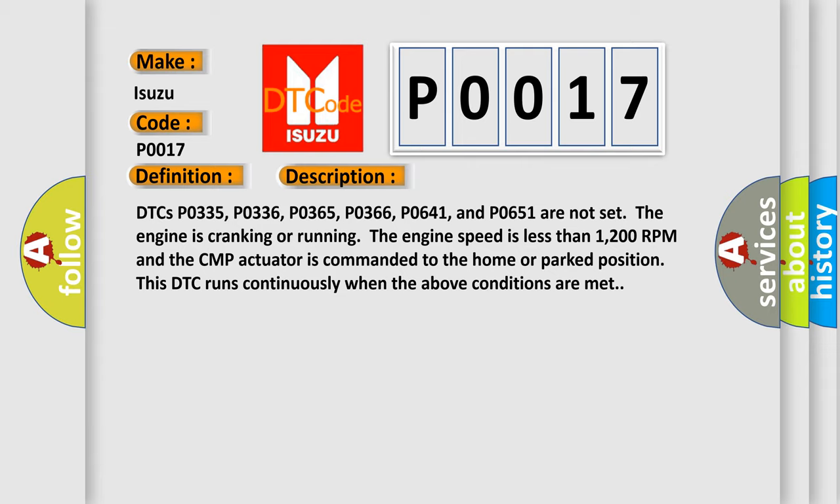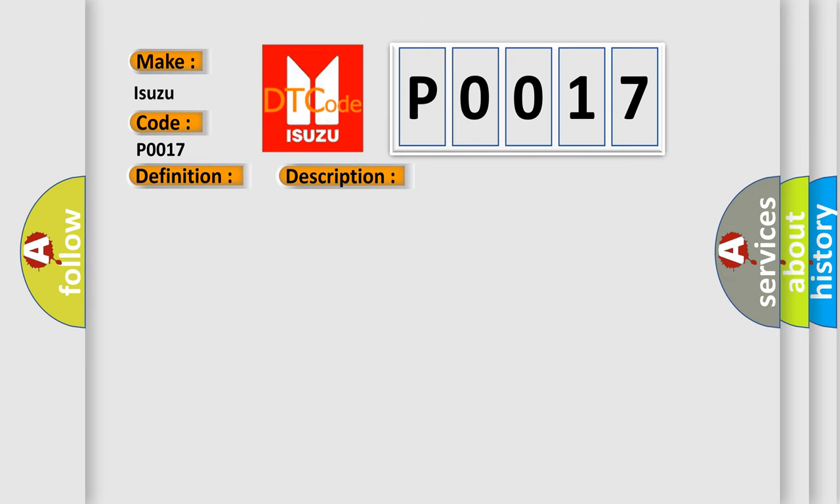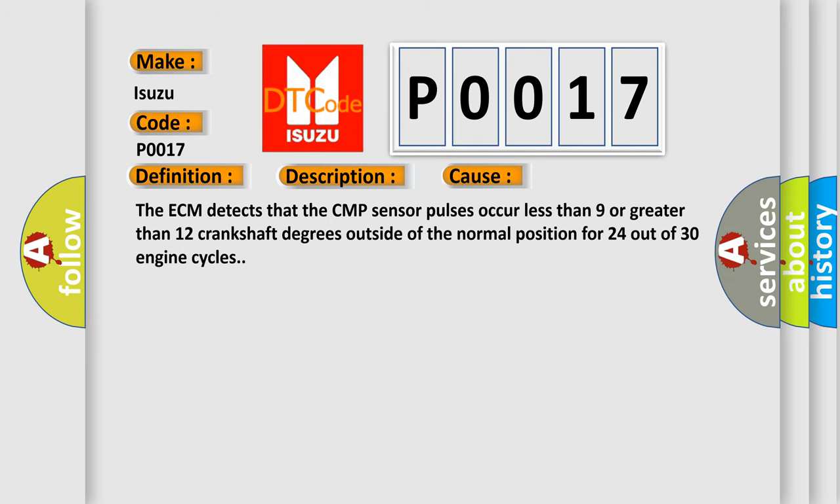This diagnostic error occurs most often in these cases: the ECM detects that the CMP sensor pulses occur less than 9 or greater than 12 crankshaft degrees outside of the normal position for 24 out of 30 engine cycles.